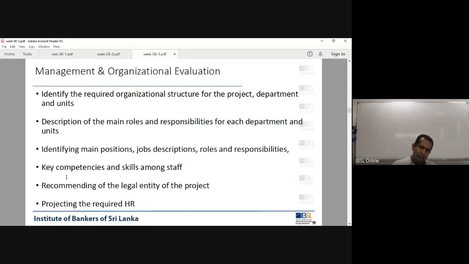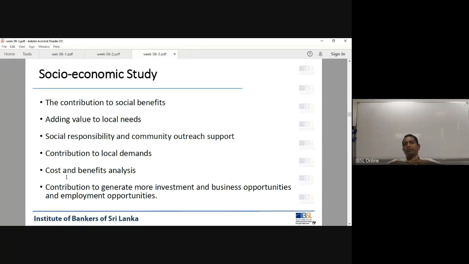Then we went on to discuss the socio-economic study, right? That means, what is the cost-benefit? What is the cost to the society and what are the benefits to the society? Like how many jobs we generate for the local society. What raw materials we use from the local market?